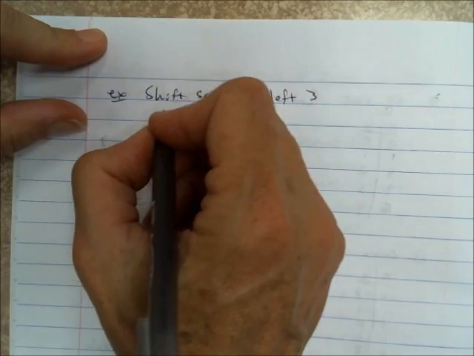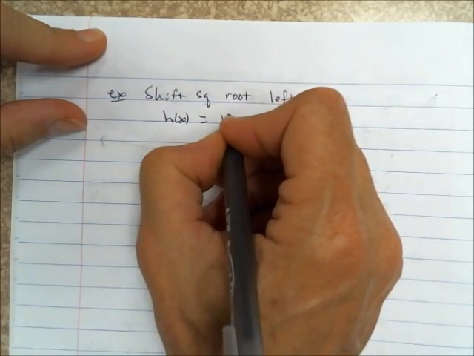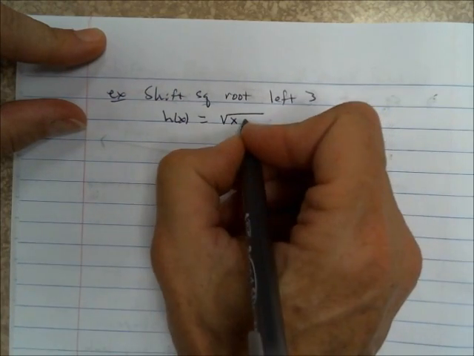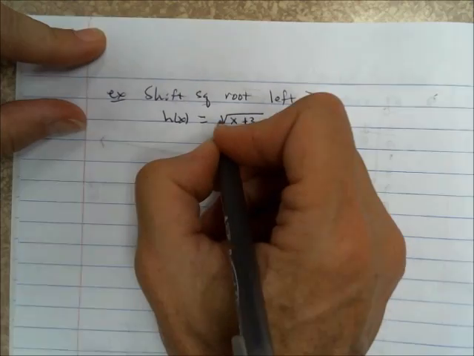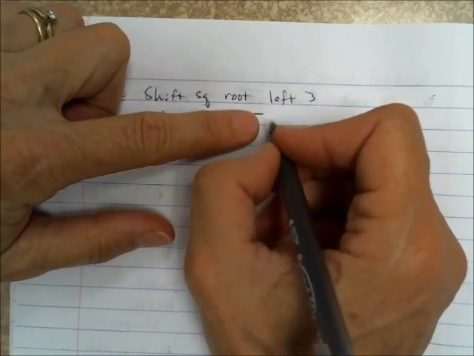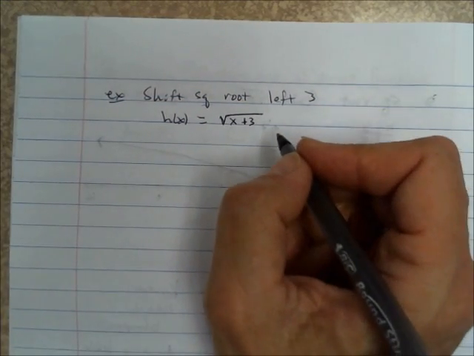Okay, so our h of x function is equal to the square root function, which is the square root of x. But if we want to shift it left, we're going to do a plus 3. And notice that plus 3 is underneath the square root function itself. It's not on the outside. If you put a plus 3 on the outside, it would mean you're going to shift it up. But this is a shift left 3.